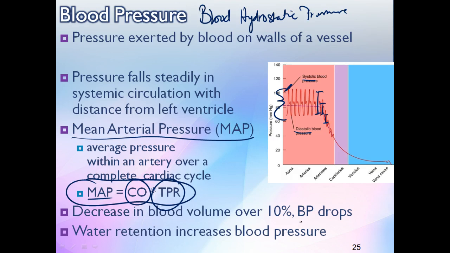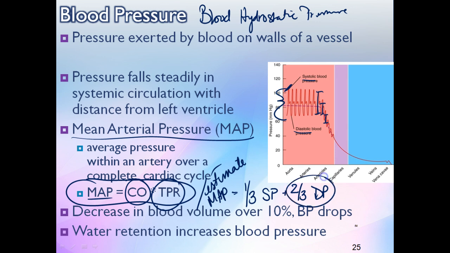Now, in reality, in most individuals, we can't easily measure these two items, so we estimate TPR from your systolic and diastolic pressure. And we estimate MAP with the equation 1/3 systolic pressure plus 2/3 diastolic pressure. The reason why we have this unequal relationship is that your heart spends more time in a relaxed state than it does in a contracted state. This is why we're only taking 1/3 of your systolic pressure and adding it to 2/3 of your diastolic pressure.